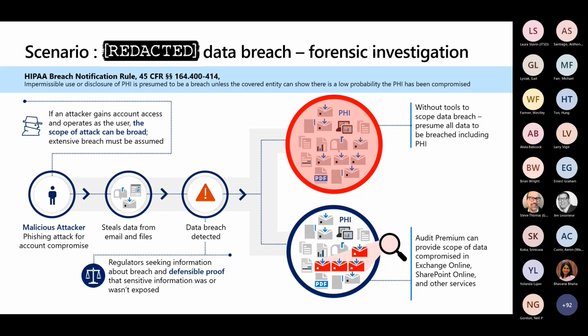Without forensic tools to understand the scope of the data breach, the organization has no choice but to assume all data, including PHI that the user had access to, was breached. And they will have to notify everyone whose PHI was assumed to be breached and avenues for redress. But with the help of Microsoft Purview Audit Premium, organizations can identify precisely what data was accessed by the attacker. This lets the hospital determine the extent of the breach and whether it contained PHI or not, and the level of notification or reporting required.